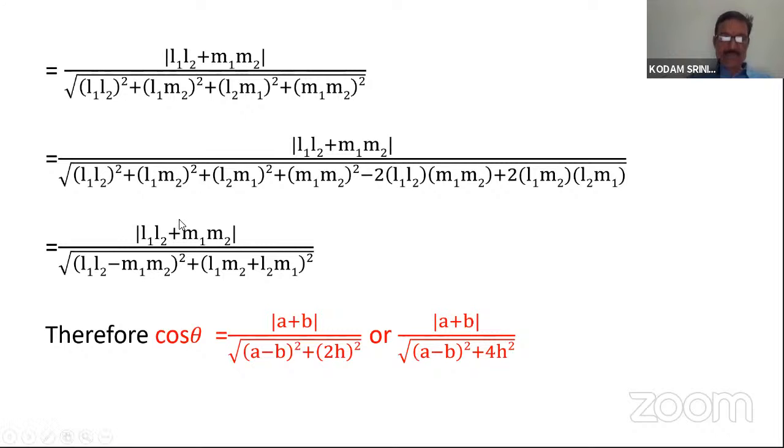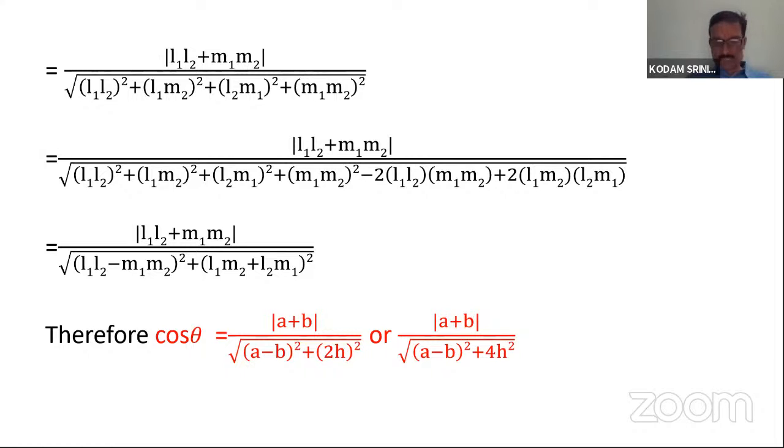modulus of (a plus b) by under root of (a minus b) whole square plus (2h) whole square. After simplifying this, 2 square is 4, h square is h square only. So we can write this formula as modulus of (a plus b) by under root of (a minus b) whole square plus 4h square. We can remember the formula for cos theta as this or the previous one, as per our convenience.